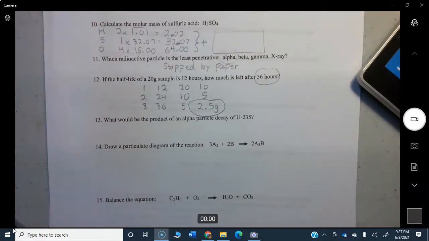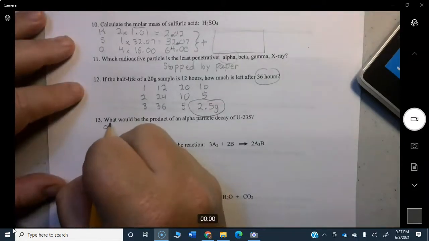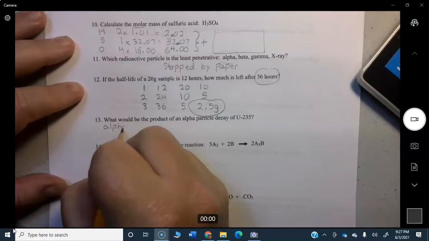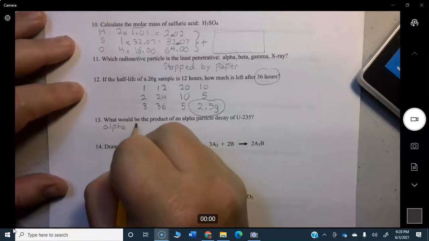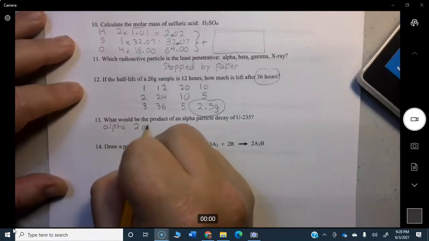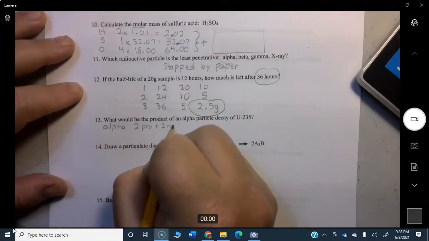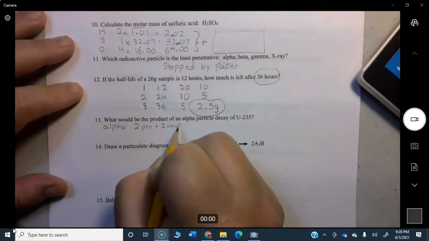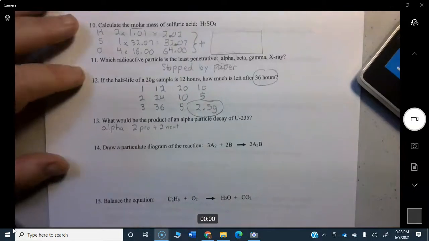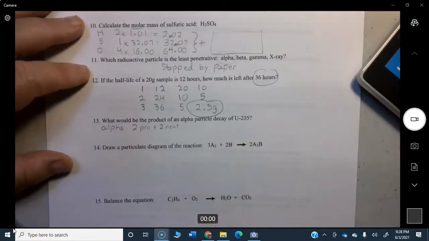Okay, what would be the product of an alpha particle decay of U-235? So we said what an alpha particle was in nuclear chemistry. It's 2 protons plus 2 neutrons. And remember, that's the equivalent of a helium atom. Even though it doesn't come from a helium atom, it comes out of the nucleus of this uranium. It's the equivalent of a helium. I said a helium atom, I meant a helium nucleus. 2 protons, 2 neutrons is the equivalent of a helium nucleus.